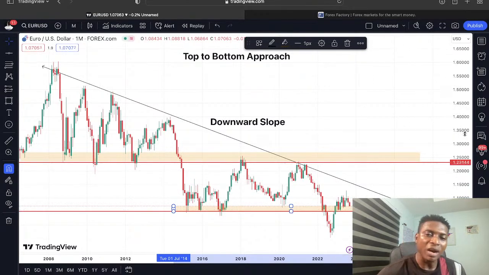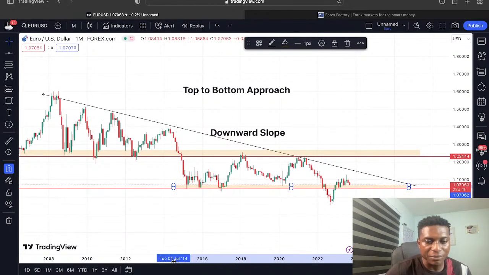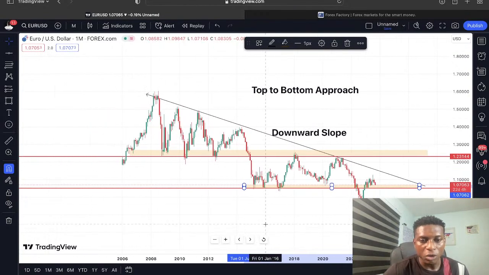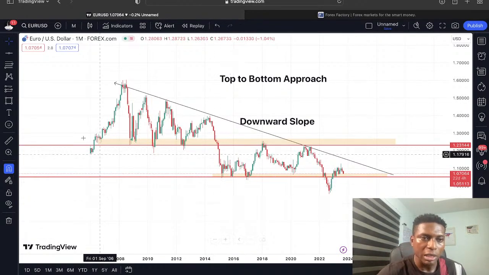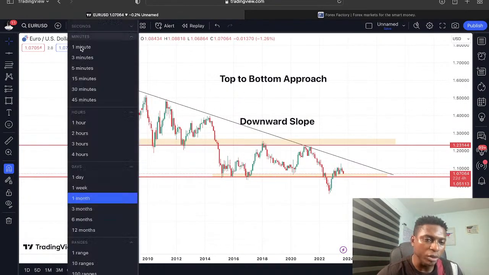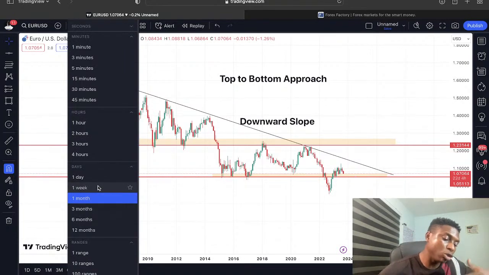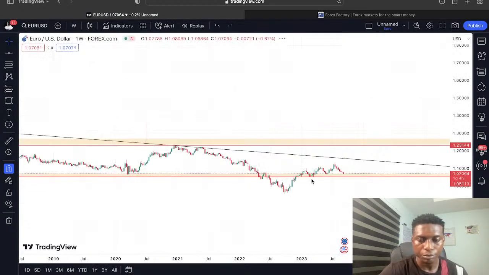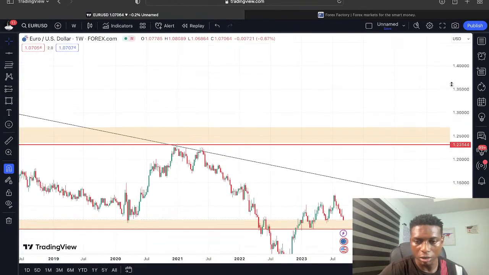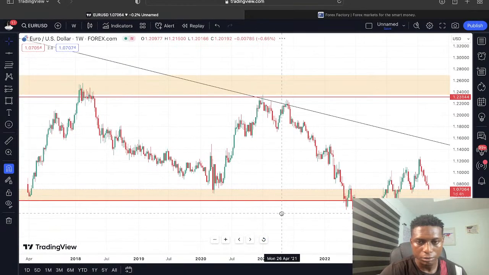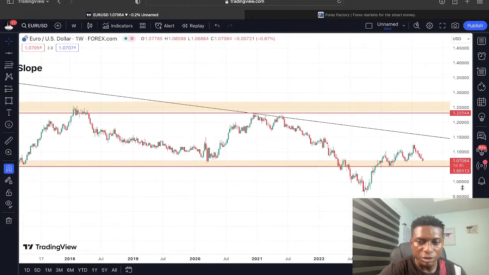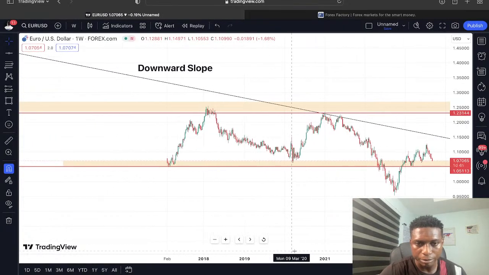Overall, we can see that the monthly time frame is on a downward slope. Now let's go to the weekly time frame. We are doing a top to bottom approach, so let's go to the weekly time frame. Let's see what we've got on the weekly time frame. So what is price doing on the weekly time frame?